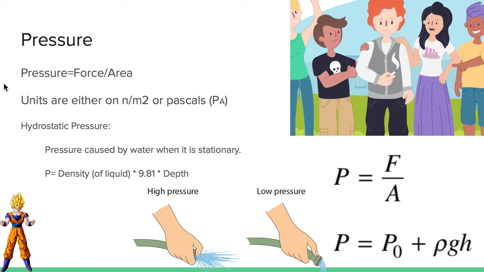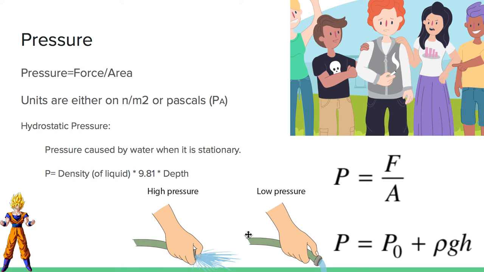For pressure, pressure equals the force over area. Units are either N over meters squared or pascals, modeled by P with a subscript of A, which is area. Hydrostatic pressure is the pressure caused by water when it is stationary, modeled by the equation P equals density of liquid times 9.81, which is the acceleration constant, and the depth.